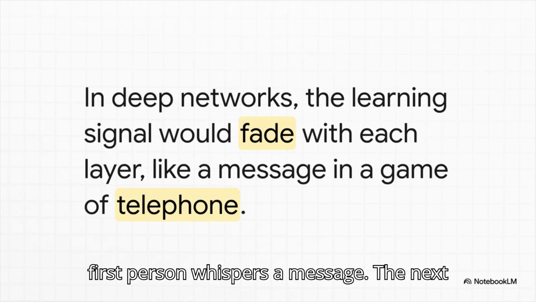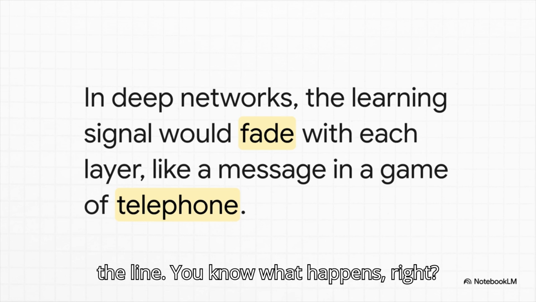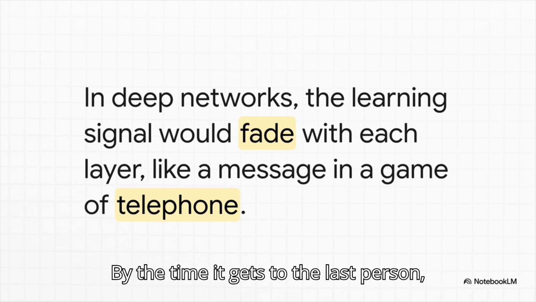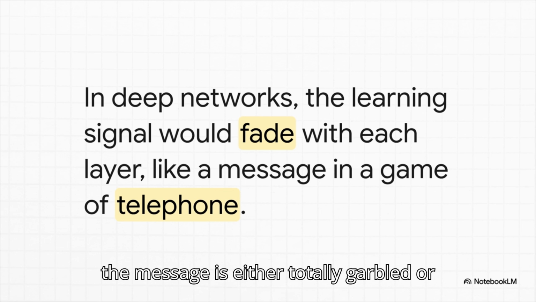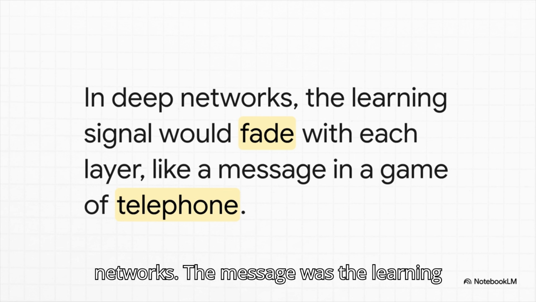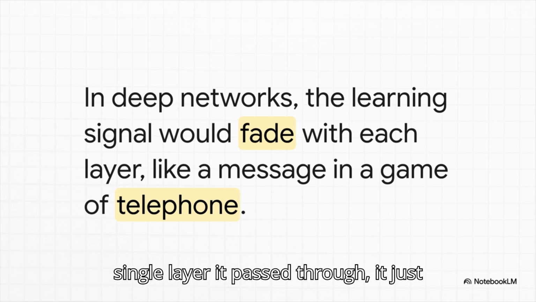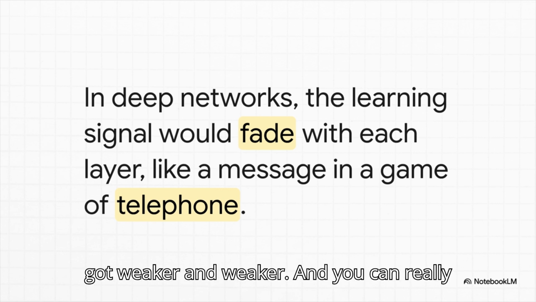Okay, so think of it like this. Imagine you're playing a game of telephone. The first person whispers a message, the next person tries to repeat it, and so on down the line. You know what happens, right? By the time it gets to the last person, the message is either totally garbled or it's just gone. That is exactly what was happening inside these deep neural networks. The message was the learning signal, the gradient. And with every single layer it passed through, it just got weaker and weaker.